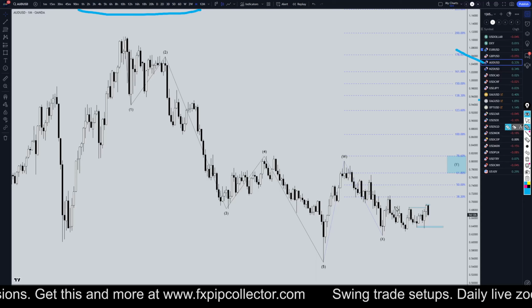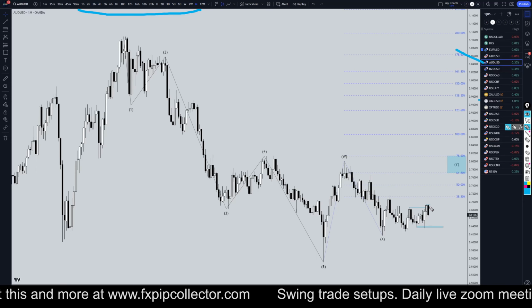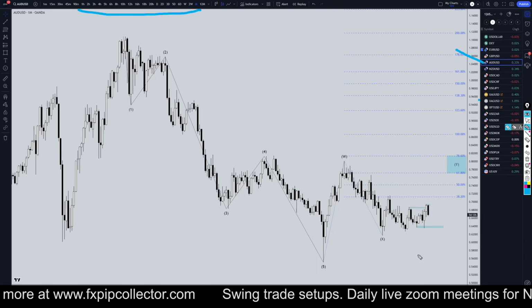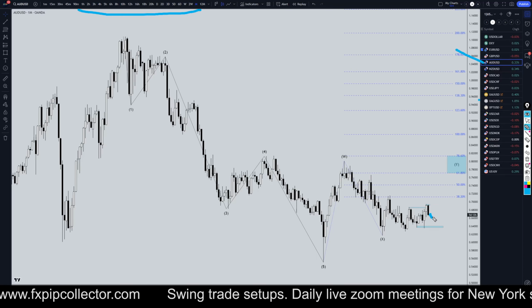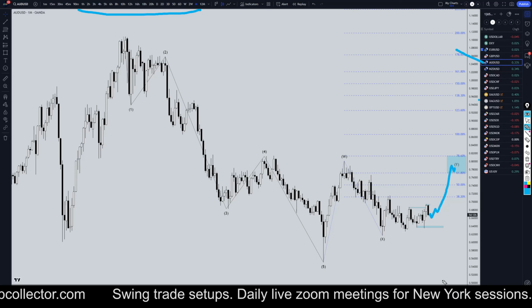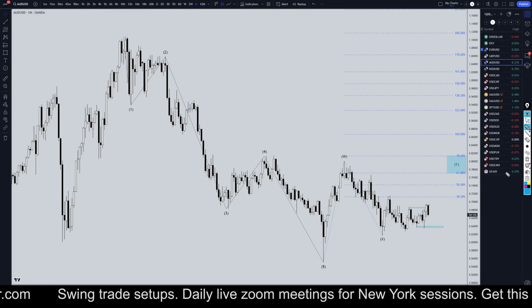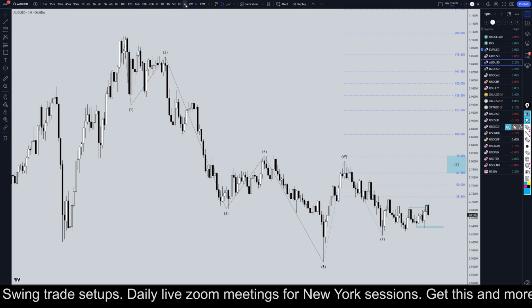So anyways, Aussie dollar very, very bearish so far this month. I still am really not ruling out the possibility that eventually this is going to end up going up and making a wave. But we definitely do want to continue to look for shorts on shorter time frames.